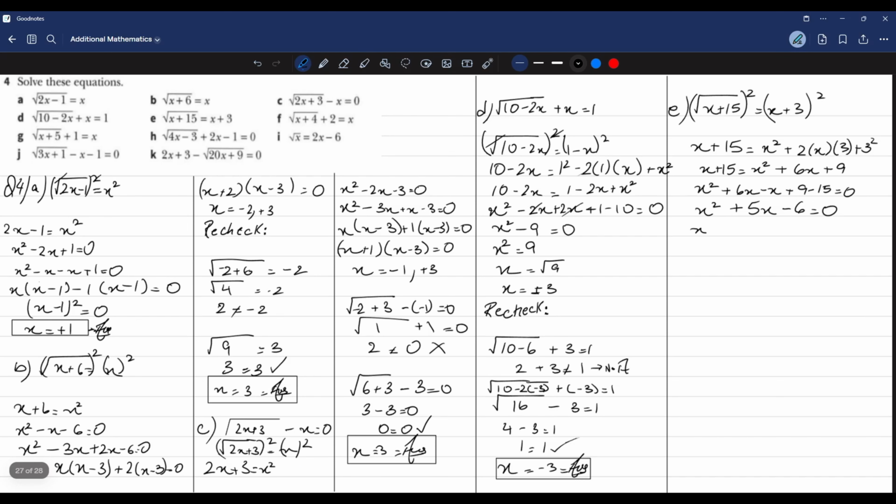So x squared minus 3x. In fact, what would be the factors so that we would get the right values for 3 and 2? What is 3 plus 2? No. We would be getting, yes, x squared plus 6x minus x minus 6 is equal to 0.